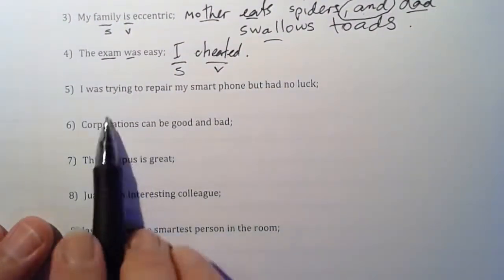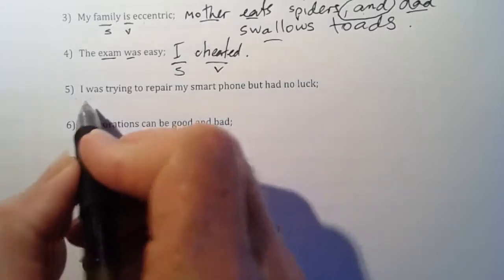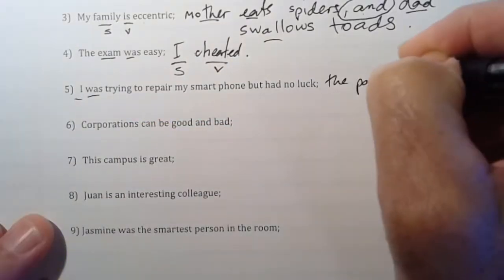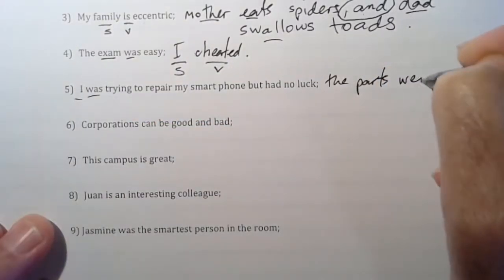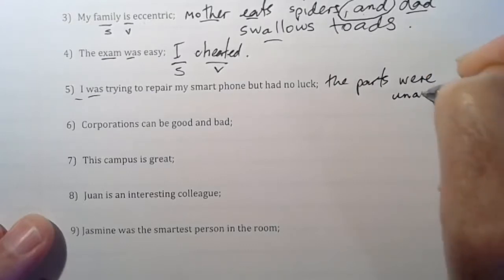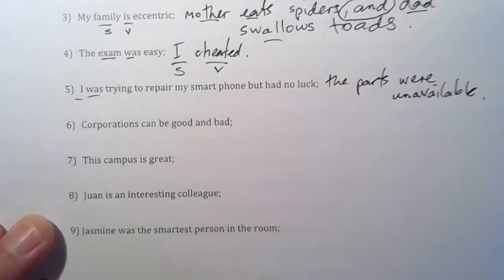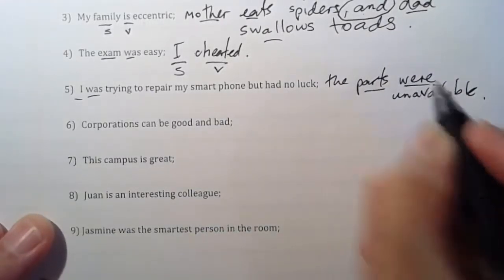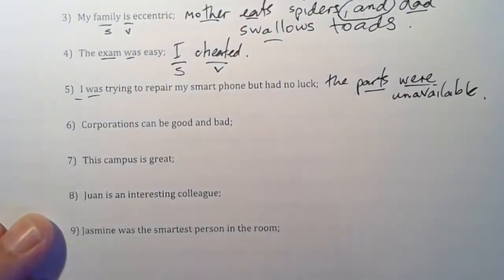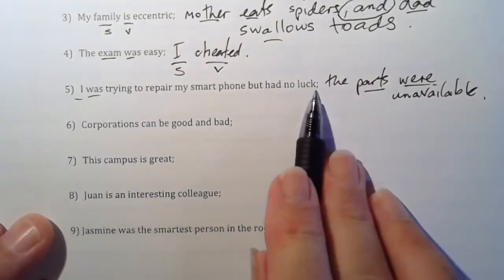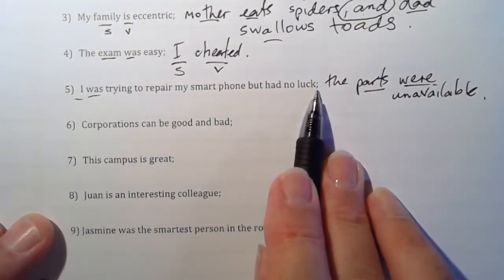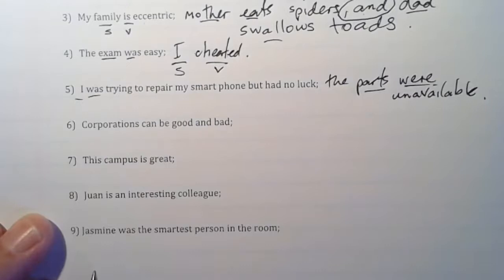I was trying to repair my smartphone but had no luck. Subject, verb. The parts were unavailable. Subject, verb, always. And this is telling the reader, here, I'm going to explain why I couldn't get it repaired.